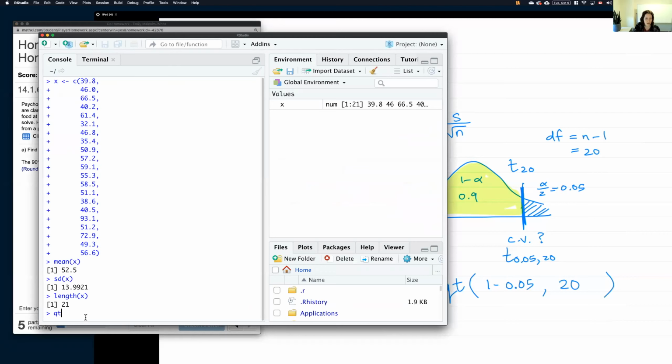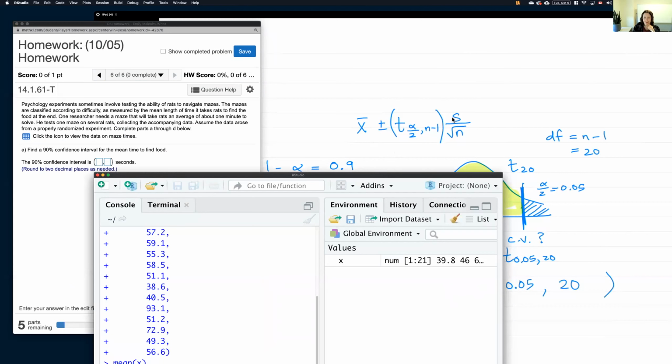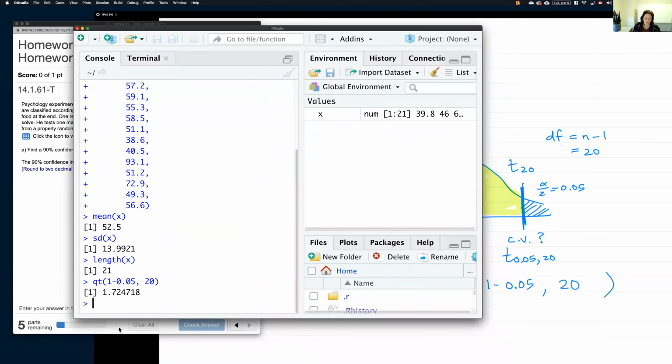So I'd have qt of 1 minus 0.05, comma 20, and press enter. So there's my critical value, 1.724718. I know that's probably pretty small. Maybe I'll zoom in so you can see it better. Okay. So you could take all of those things and blindly plug and chug into this equation here. And again, just make sure that you're not rounding until the very end. I personally like to do it all in one calculation here in R because I can do that.